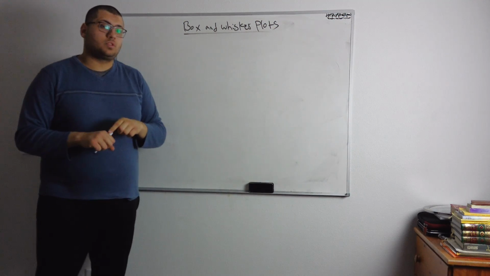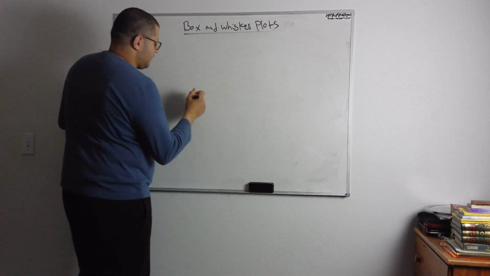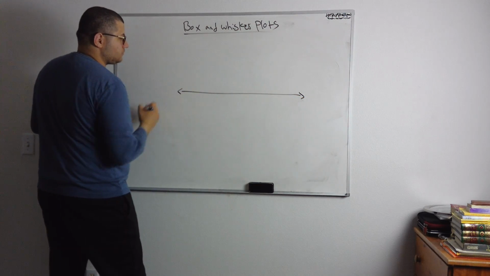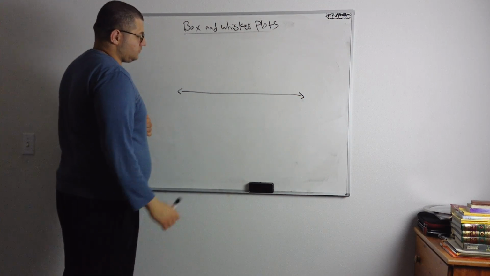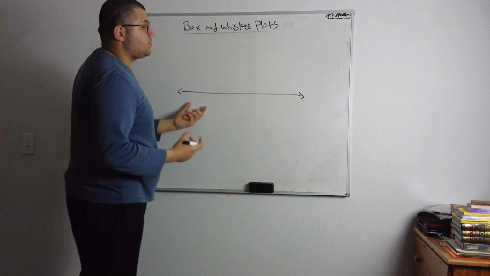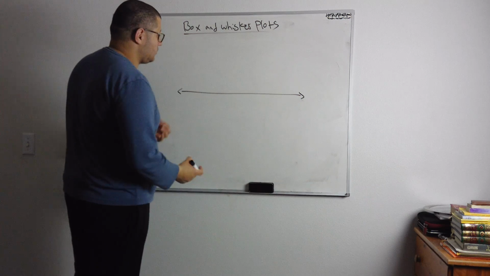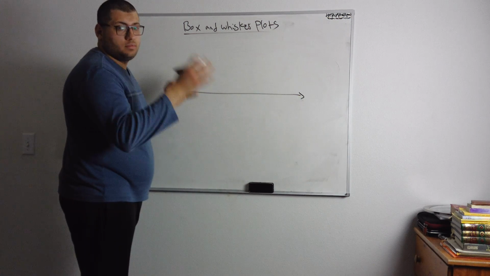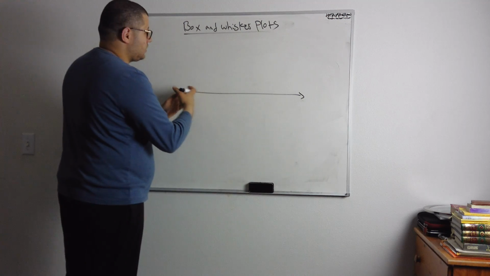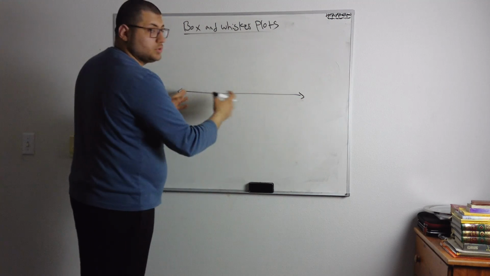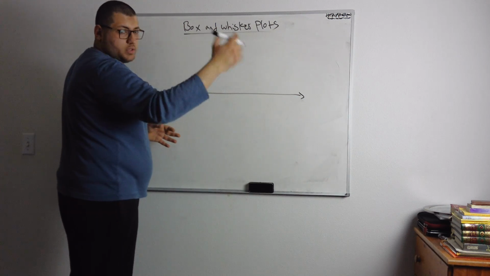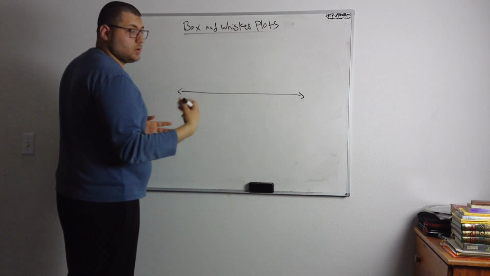Now, what does a box and whisker plot look like? Well, you have a number line. The range of the number line depends on the range of the data you're working with. If you're working with numbers that go up to millions, then you configure your number line to be within the millions range. Same with thousands, hundreds, tens, and all that kind of numbers.